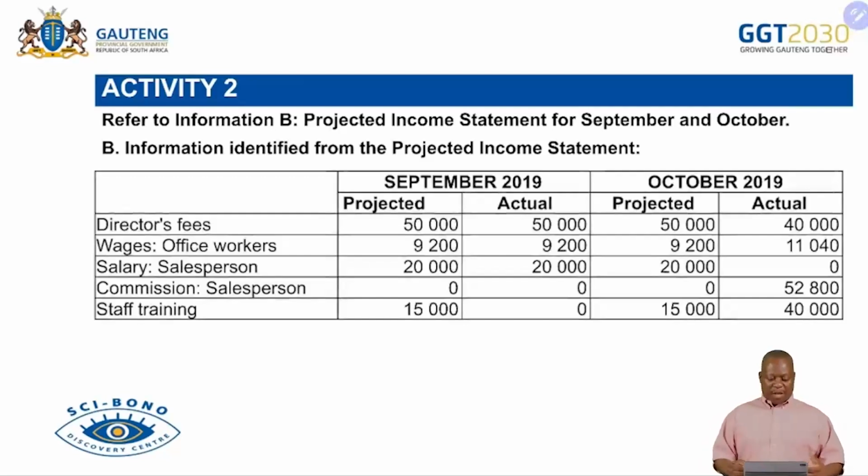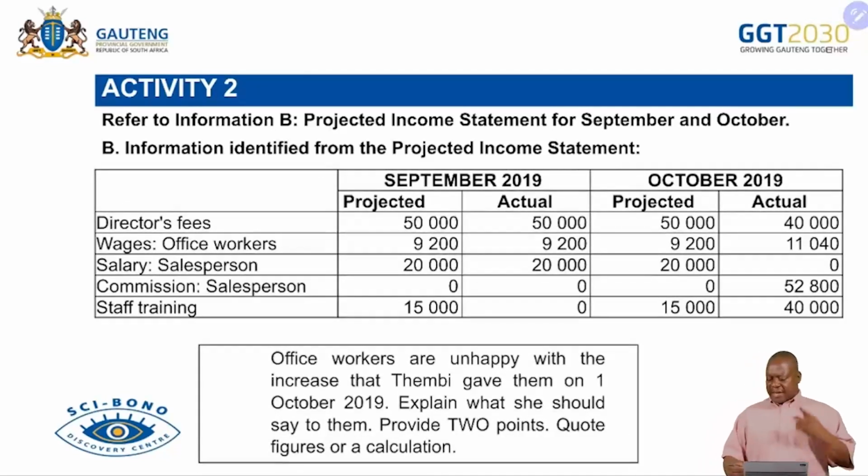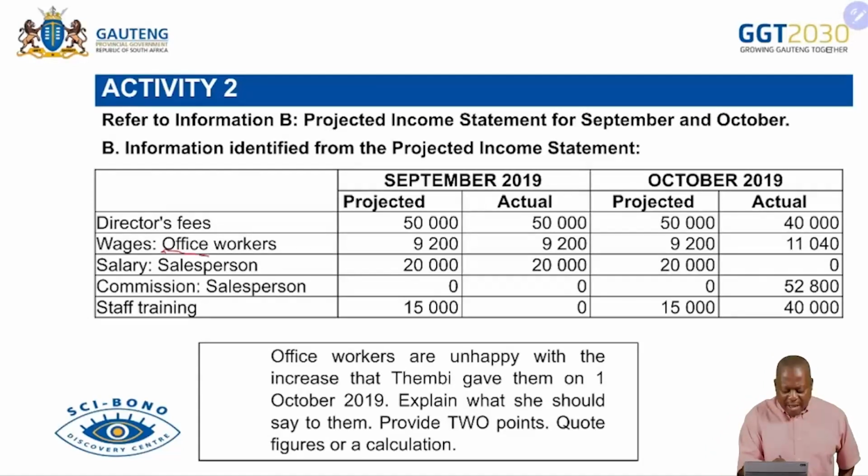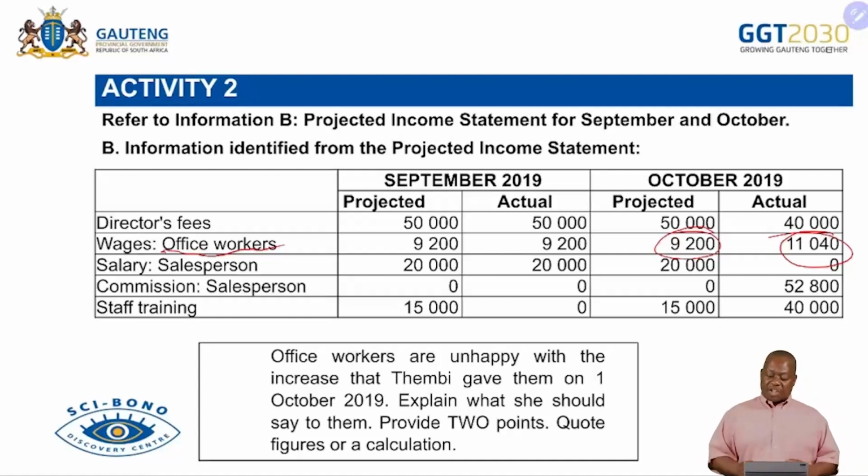Now, let's go to the questions and see what they are saying here. They're saying office workers are unhappy with the increase that Tembi gave them on 1 October 2019. Explain what she should say to them. Provide 2 points and quote figures or calculations. Let's check here. These are the office workers. In October, they have even been paid more than budgeted. If we can check, we can even find what the percentage increase is.